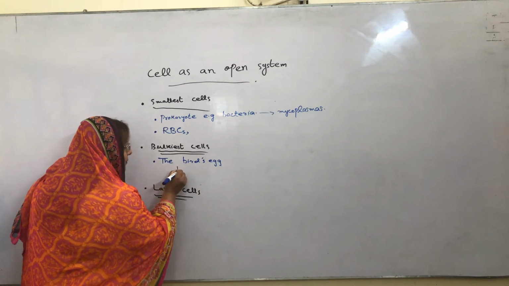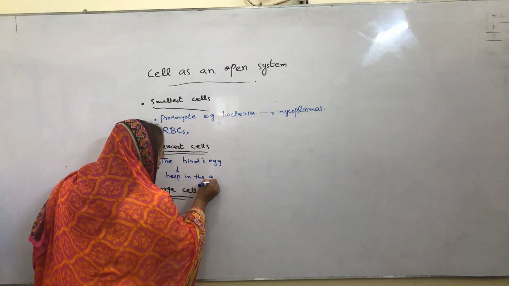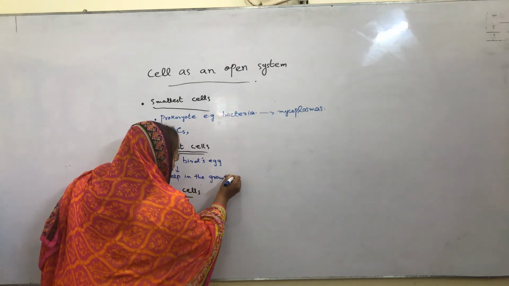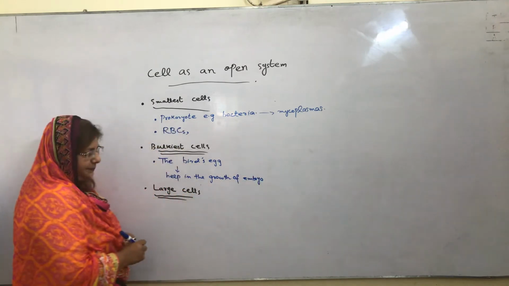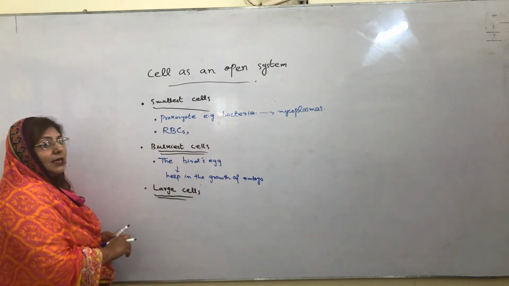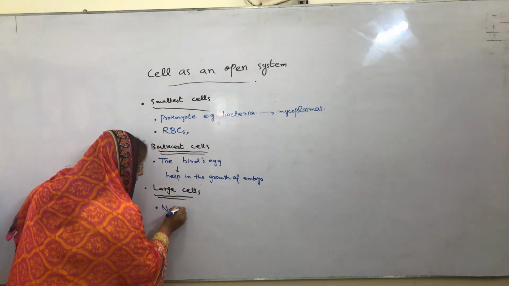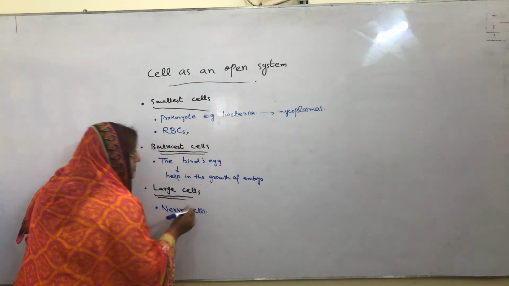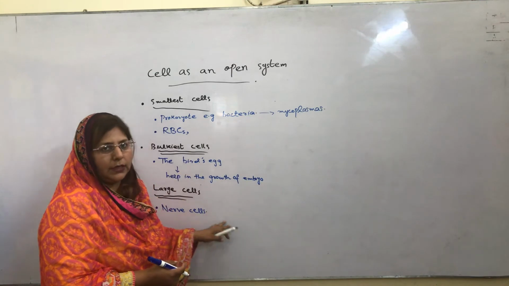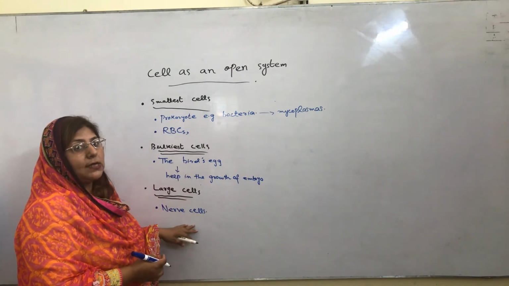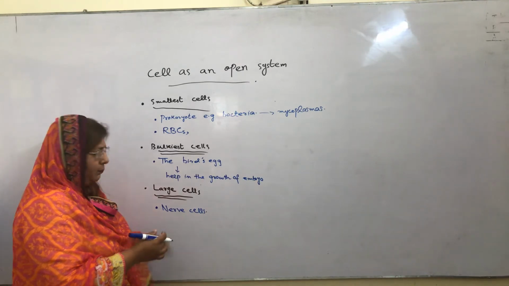Means that it helps in the growth of the embryo in the cell. And the last one is large cells. An example of a large cell is nerve cells. Nerve cells are very long, their length is about 1 meter. And why are they so long? Because they help the body parts in pulling and pushing.